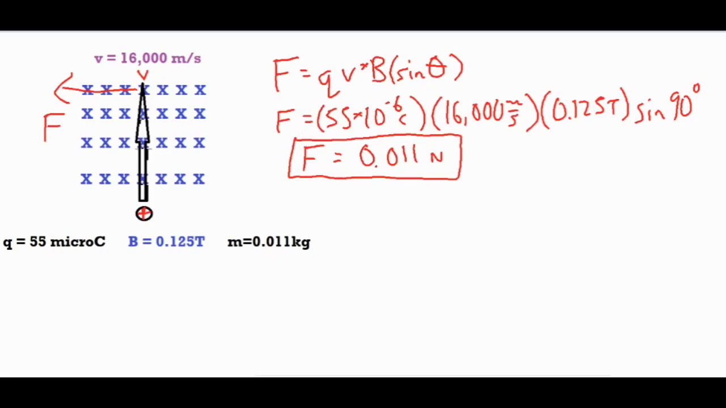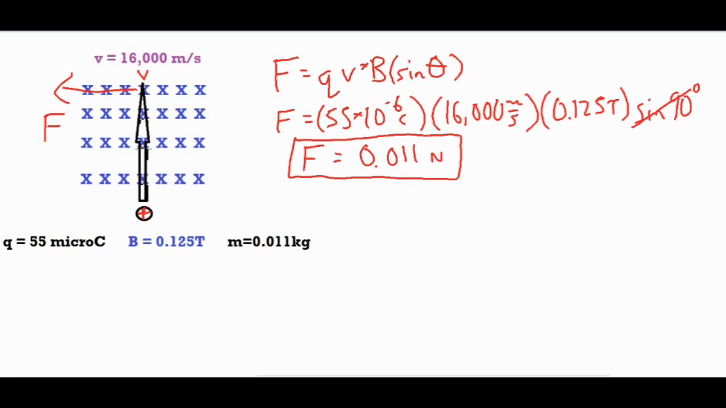So I went ahead and I took my charge, which is 55 microcoulombs times our 16,000 meters per second, times the value of our magnetic field that it's moving through, 0.125 Teslas. And then I use the sine of 90 degrees because the object is moving at a 90-degree angle from the magnetic field. So the magnetic field is going straight into the screen, and then our velocity is going straight up. So sine of 90 is going to equal 1, so we're not too concerned about that.